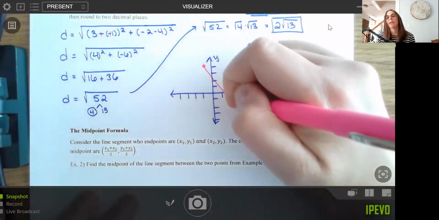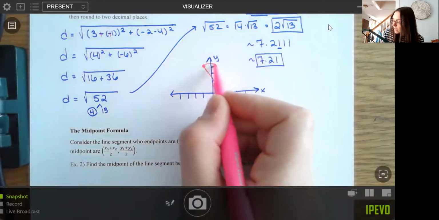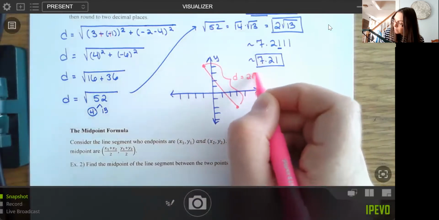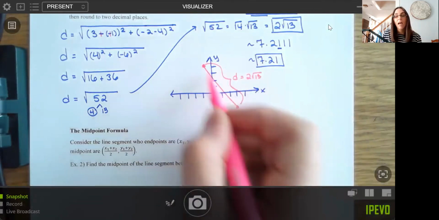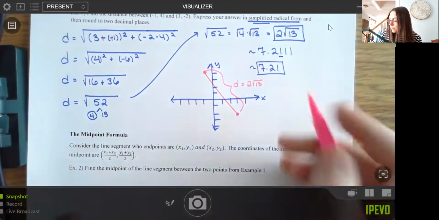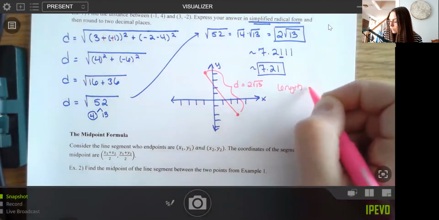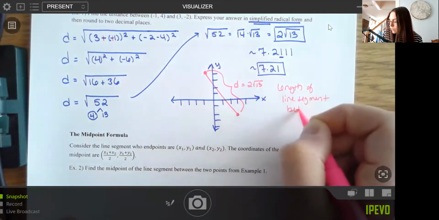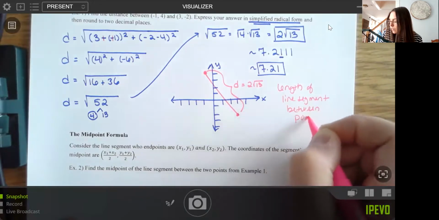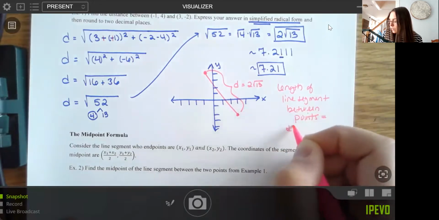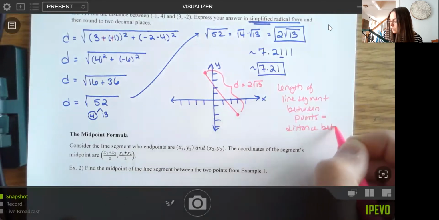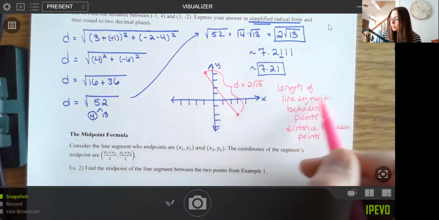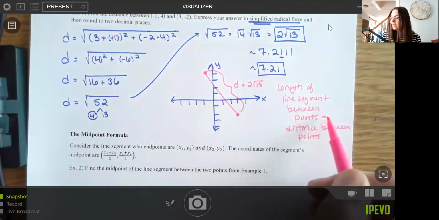So what we're finding here is the distance of this line segment. So this is the distance that we just found. So it's basically the length of the line segment between these two. Okay. So the length of the line segment between the 2 points is equal to the distance between the 2 points.